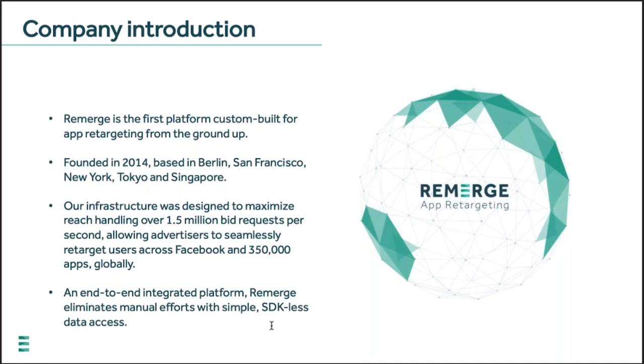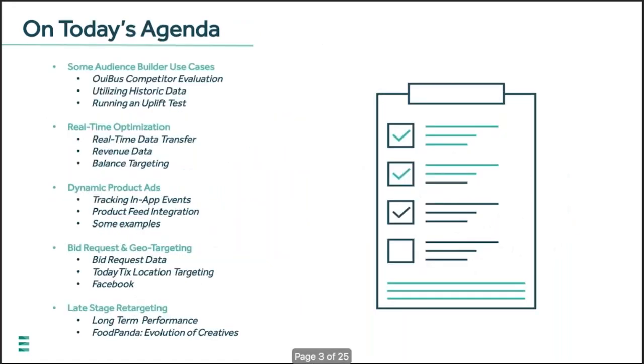Maybe just give you a short introduction to Remerge itself. It was founded in 2014 in Berlin, and now after 3 years is running 5 offices around the globe. And we founded Remerge with the idea that we want to build the first custom-built platform that is tailored for app retargeting from the ground up. Currently, our infrastructure is designed to maximize the reach. So at the moment, we are handling about 1.5 million bid requests on a programmatic level per second, allowing advertisers to seamlessly retarget users across Facebook and about 350,000 apps on a global scale.